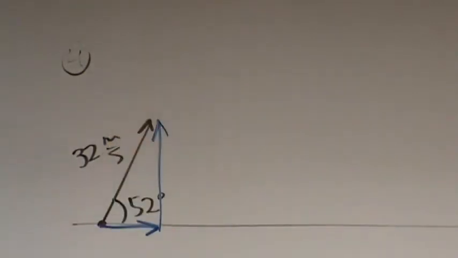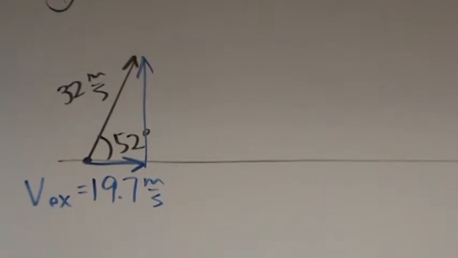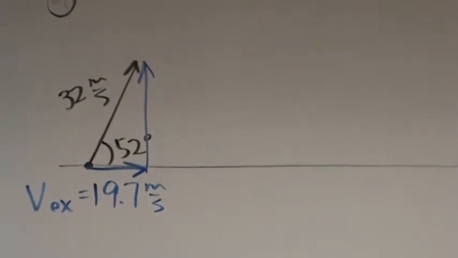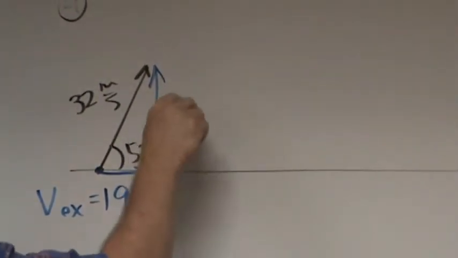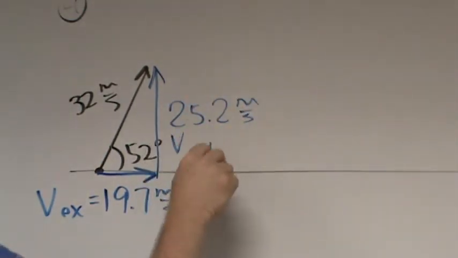You can't do two-dimensional problems unless you get x and y components of everything that's at a weird angle. So let's go ahead and get the x and y components. By now, I'm thinking you guys are good at it, so I'm just going to put the answers up. 32 cosine of 52 degrees is 19.7 meters per second. That's the initial velocity in the x direction. And then I got 32 sine 52, so it's 25.2 meters per second, which is the initial velocity in the y direction.